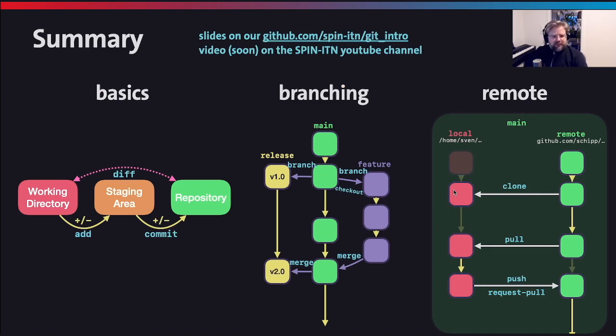Yeah, so to summarize, this is what we have seen. We have talked about the basics. How do you actually keep track of changes? What does it mean to keep track of changes with Git? How does branching work? When would you maybe want to consider branching? And how do you interact with a remote repository? And there is really not much more to Git.